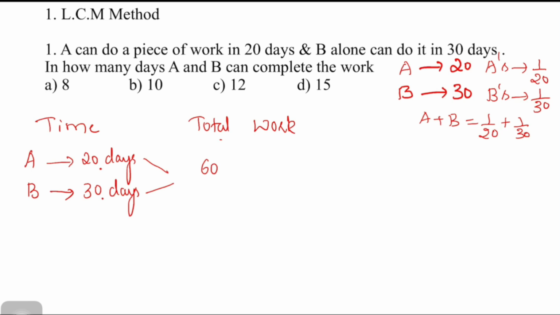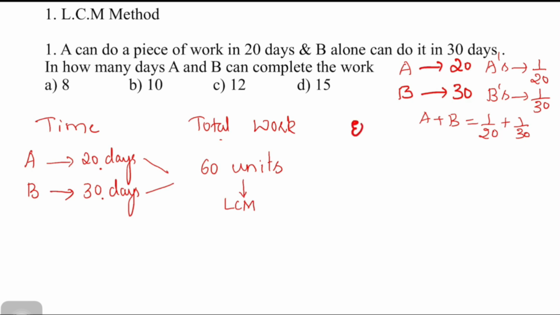Now 30 ones are 30. Is it divisible by 20? No. 30 twos are 60. Is it divisible by 20? Yes. So 60 itself is the LCM of 20 and 30. So the total work is 60 units, the LCM of 20 and 30. It means it is the total work which has to be completed.